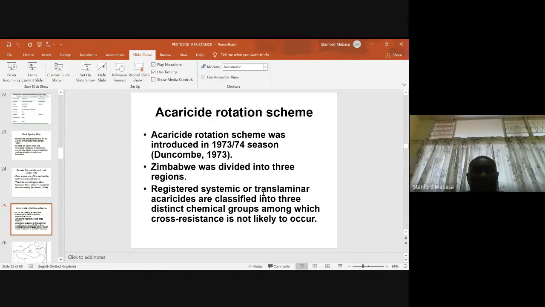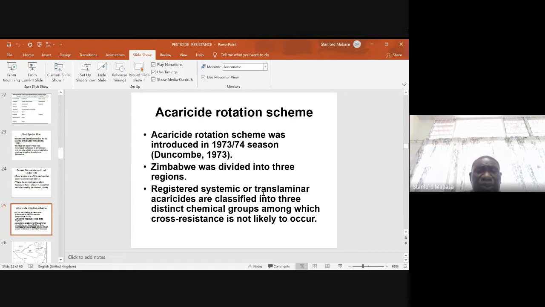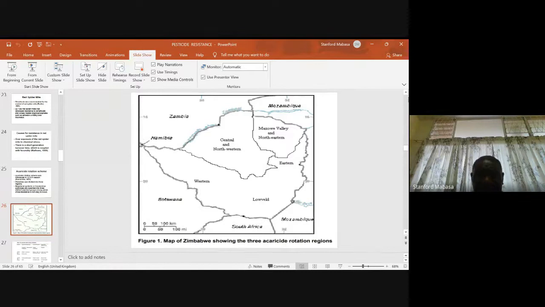So in Zimbabwe, there was an acaricide rotation scheme which was also introduced by Duncombe in 1973. What they did was to divide Zimbabwe into three regions. Registered systemic or translaminar acaricides were classified into three distinct chemical groups, among which cross resistance was not likely to occur. So Zimbabwe was divided into these 1, 2, 3 regions.